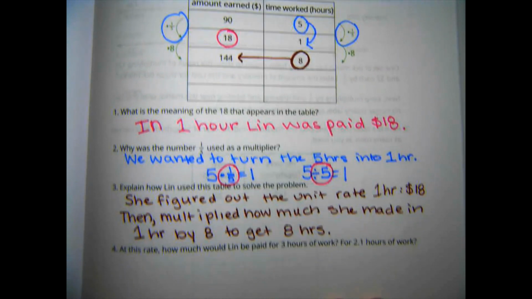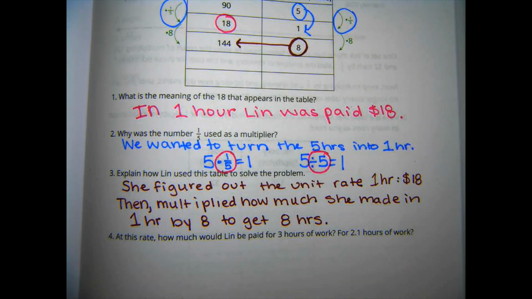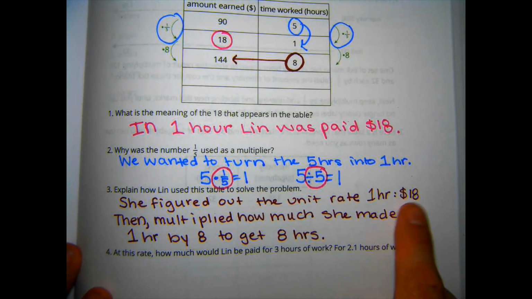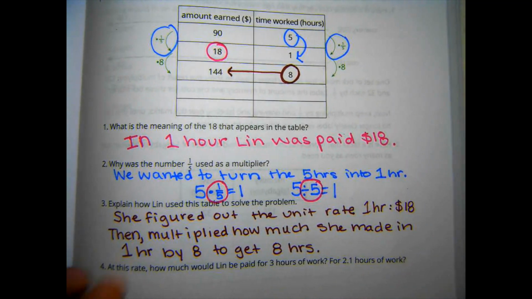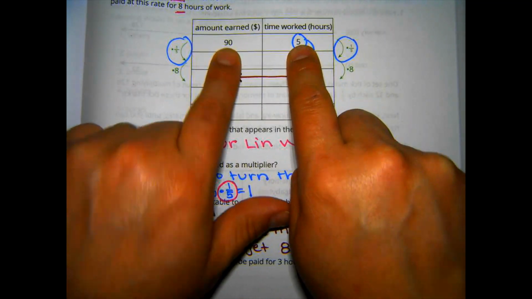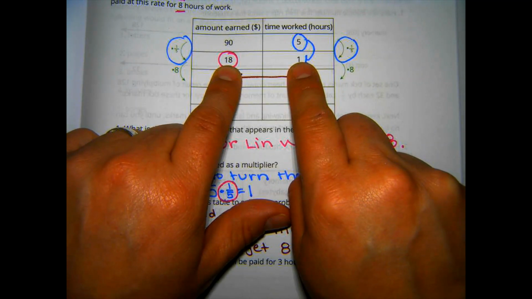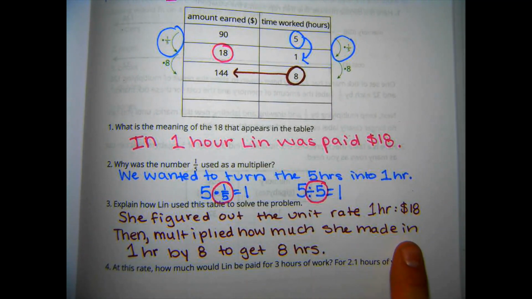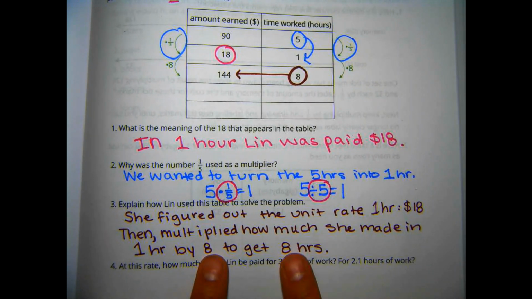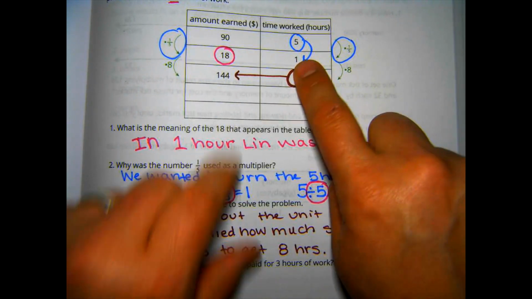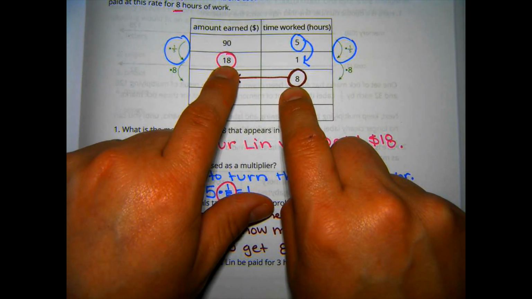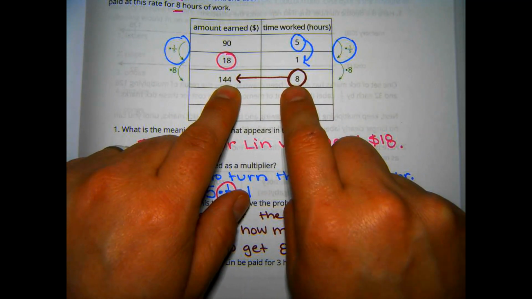So here's what I came up with. She figured out that the unit rate for 1 hour of work was $18. So she started with her 90 and 5 and went to the rate of $18 for 1 hour of work. Then she multiplied how much she made in that 1 hour by 8 to get to 8 hours. So she just did 1 hour 8 times. So $18 8 times is $144 for 8 hours of work.